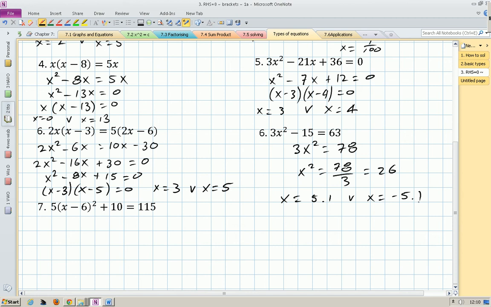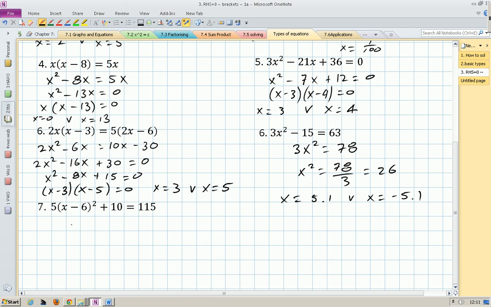Lastly, do I recognize this type of equation? Yes, it is a type 1b equation. So it's not x squared with no x term. It's x and then subtracting the 6 first in brackets, and that is being squared. So in other words, we can solve this in the same way as a type 1a equation. We isolate the x minus 6.